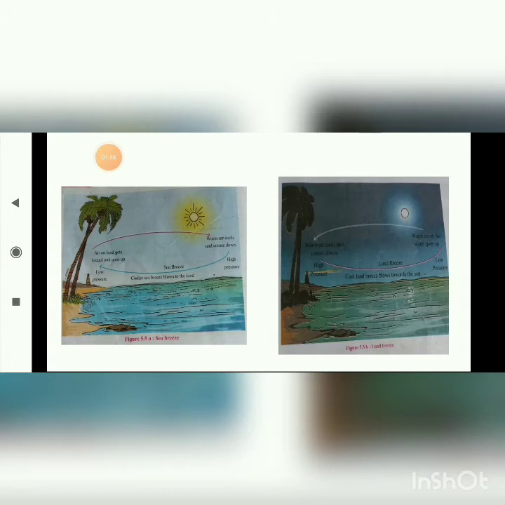Now students, you can see here there is figure 5.5a and figure 5.5b. One is the sea breeze and the other is the land breeze. So students, one by one I'll answer the questions.